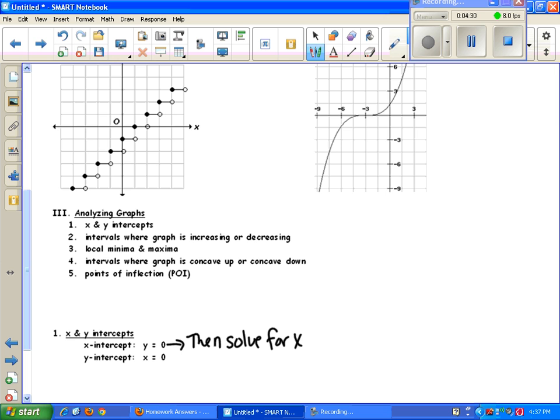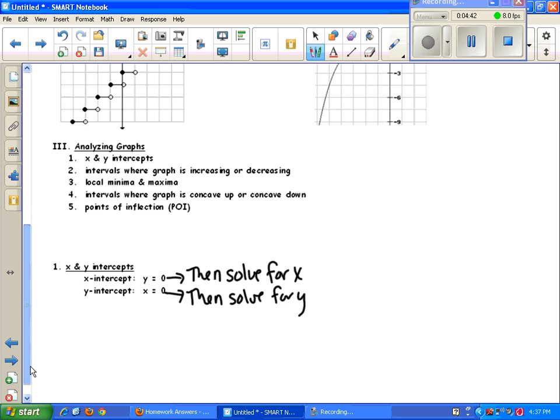And for the y-intercept, you're plugging 0 in for x, then you're solving for y. And of course, just plugging it into the original equation that you were given.